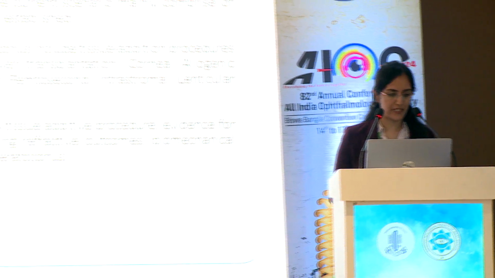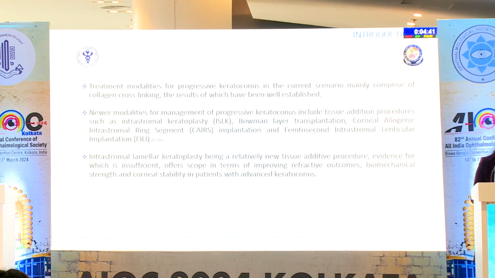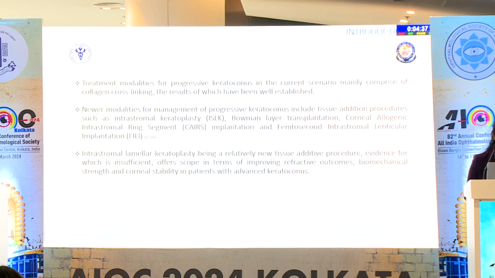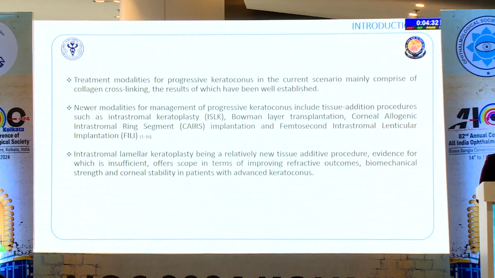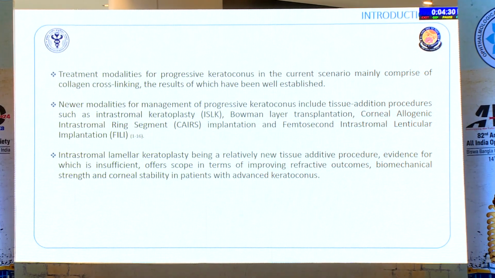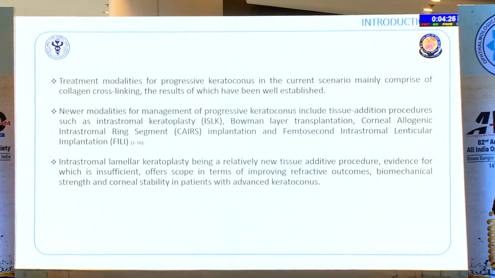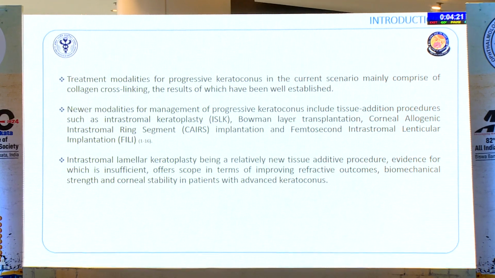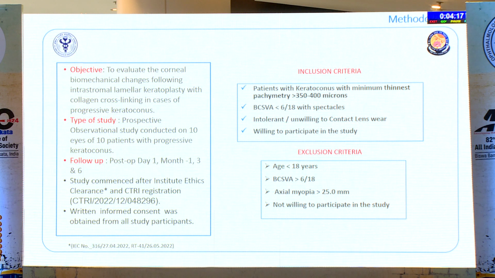The treatment modalities for progressive keratoconus in the current scenario mainly comprise collagen cross-linking, the results of which we are already well aware of. Newer modalities include intrastromal keratoplasty, Bowman's layer transplantation, corneal allogenic intrastromal ring segment, and femtosecond intrastromal lenticular implantation. Intrastromal keratoplasty is a relatively newer tissue addition procedure for which we have insufficient evidence, and it offers scope in terms of improving refractive outcomes, biomechanical strength, and corneal stability in these patients.